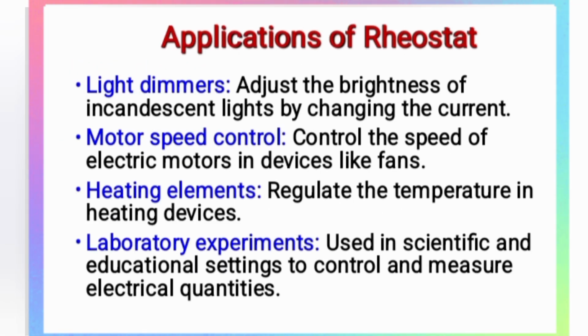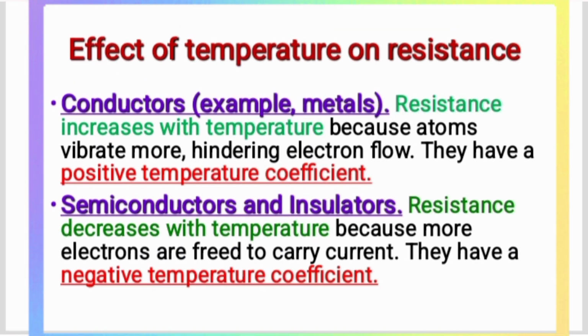Applications of rheostat. Light dimmers adjust the brightness of incandescent lights by changing the current. Motor speed control: control the speed of electric motors in devices like fans. Heating elements: regulate the temperature in heating devices. Laboratory experiments: used in scientific and educational settings to control and measure electrical quantities.